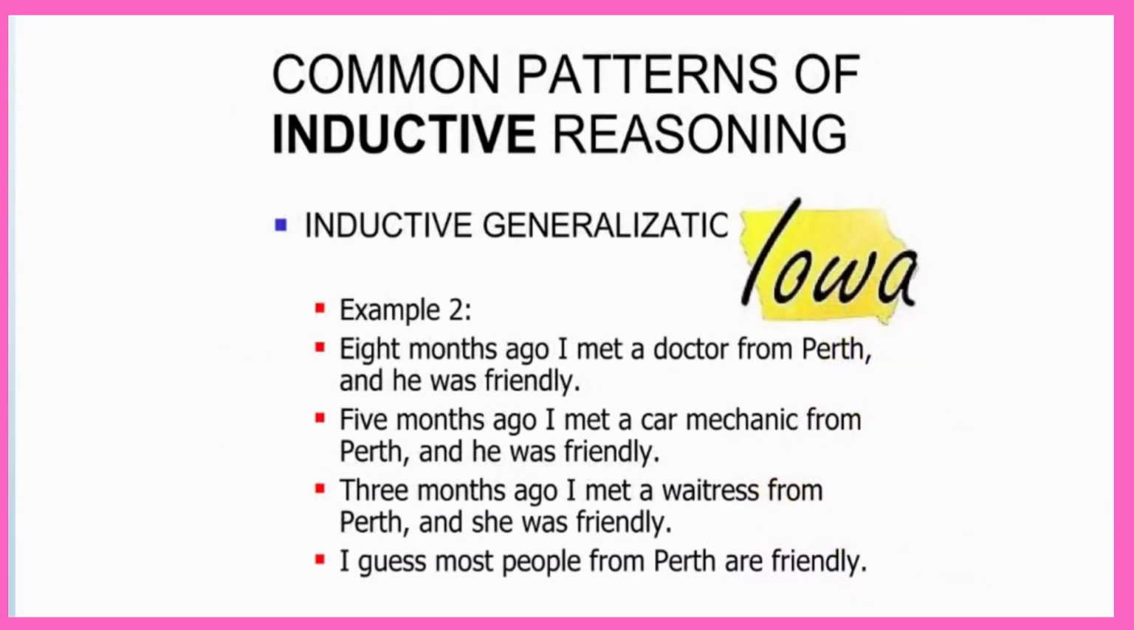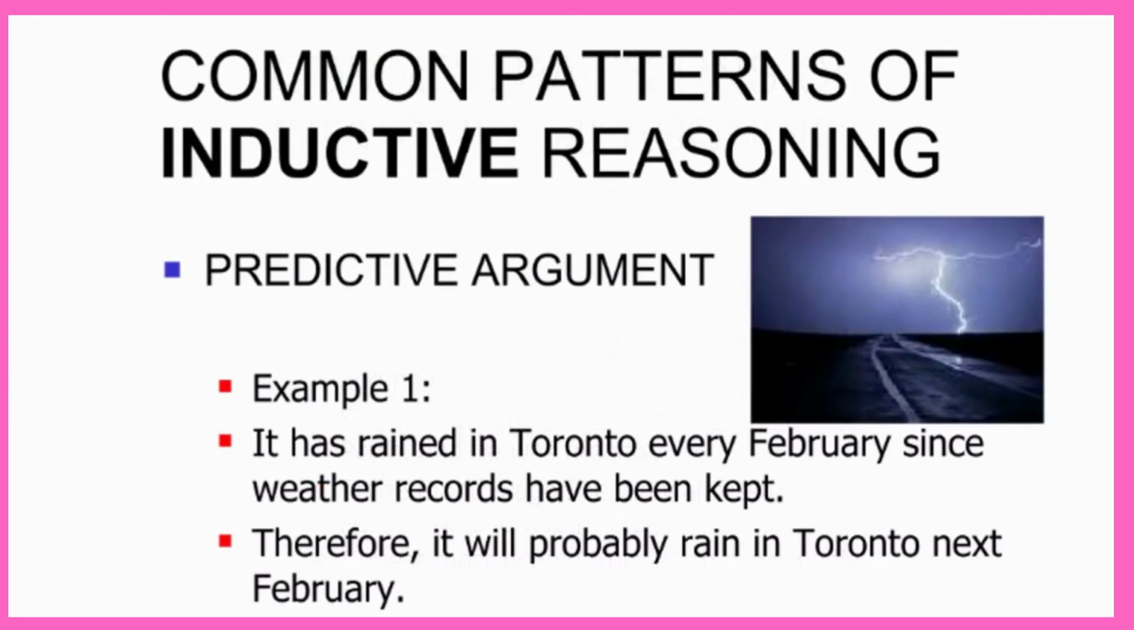Here's another one. 8 months ago, I met a doctor from Perth and he was friendly. 5 months ago, I met a car mechanic from Perth and he was friendly. 3 months ago, I met a waitress from Perth and she was friendly. I guess most people from Perth are friendly. Here's one last example of inductive reasoning. It has rained in Toronto every February since weather records have been kept. Therefore, it will probably rain in Toronto next February.